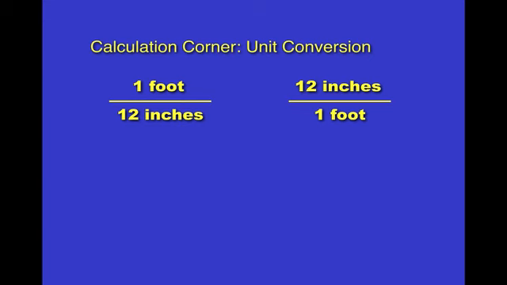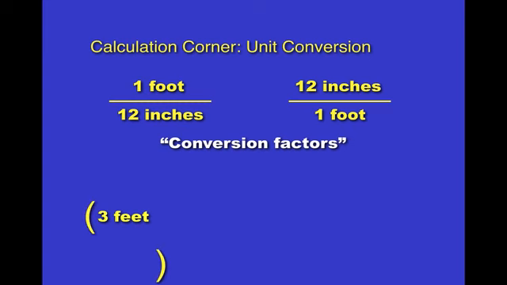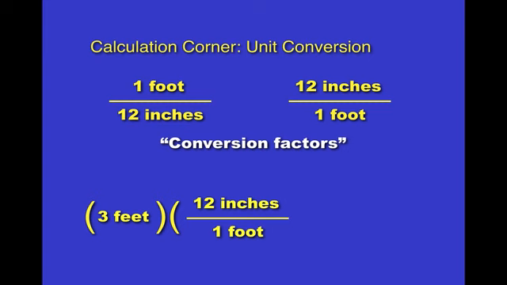And you need to remember that you can write them either way: the 1 foot on top and the 12 inches on bottom, or the 12 inches on top and the 1 foot on bottom. These are conversion factors. They do not limit significant figures. They are infinite, so your significant figures will never depend on conversion factors. 3 feet, 12 inches, 1 foot.